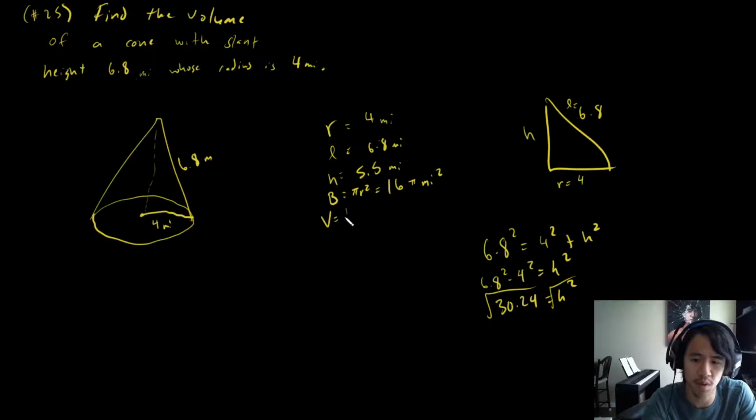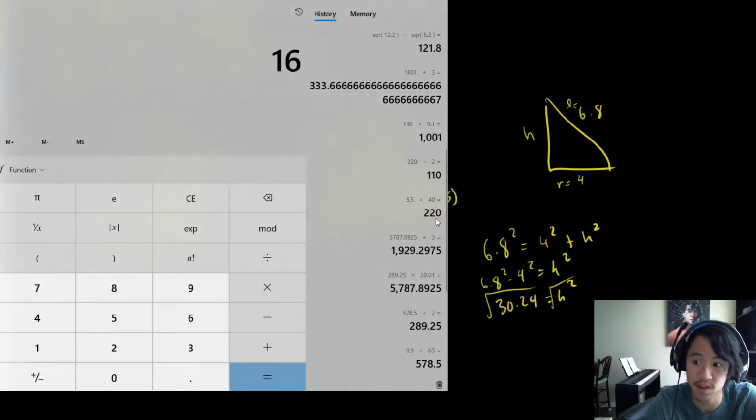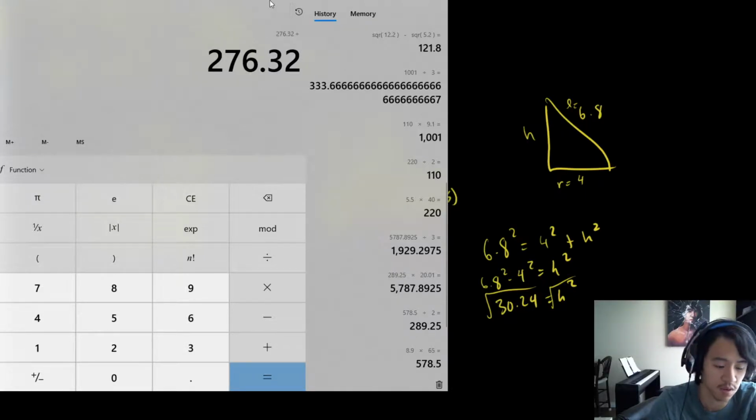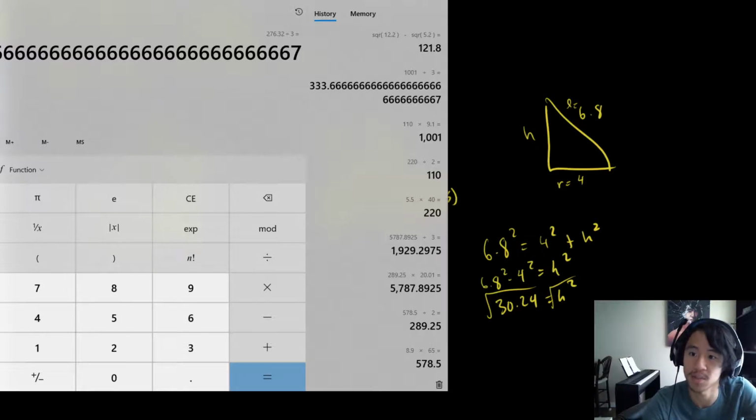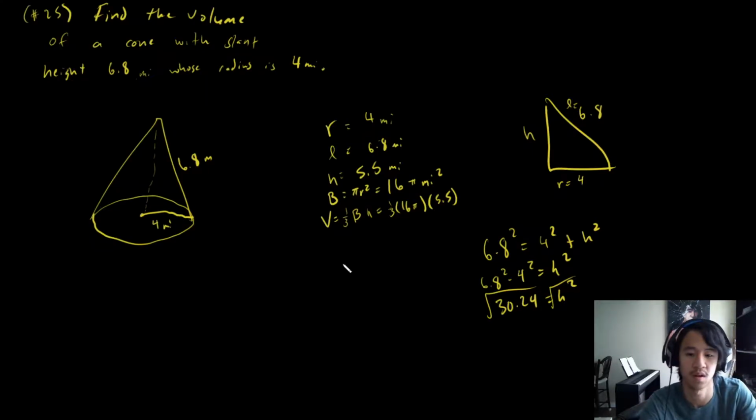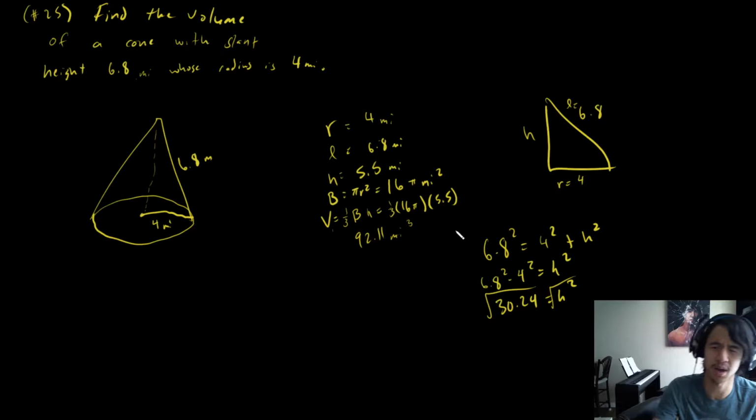And our volume is going to be 1/3 times the area of our base times the height. So let's go ahead and plug in these numbers. We have 1/3 and 16 pi times the height, 5.5. So let's go ahead and evaluate this, and this is going to be our volume of our cone. So we have 16 times 3.14, that's 16 pi. And then this is going to be multiplied by 5.5, that was our height. And then we have to divide by 3 because that's the formula. So our answer is going to be 92.11 miles cubed. So that's going to be our cone.